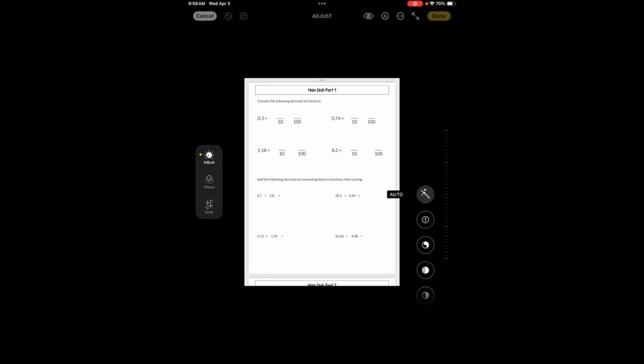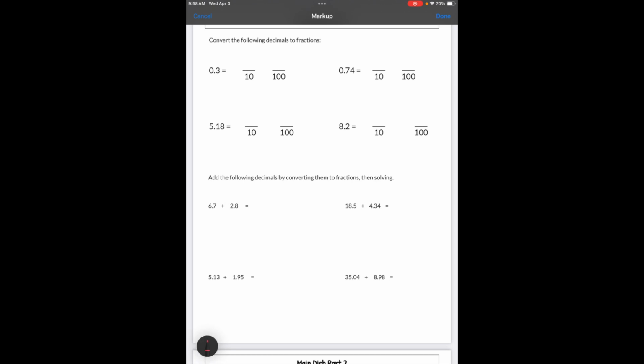This first section of your main dish, we're going to convert the decimals into fractions. Sometimes you're not going to be able to do both tenths and hundredths, and sometimes you are. For this first one, the decimal that's being shown is 3/10. So I can definitely fill out this first one, 3/10.